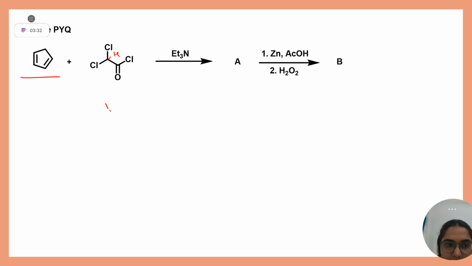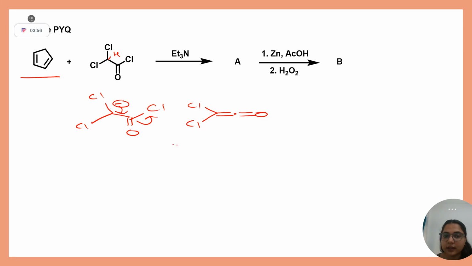So what will form here? Cl, Cl negative. The negative charge will come down and knock off this chlorine, and what you will get? A ketene type of intermediate. Not type of, exactly ketene. Is this clear?